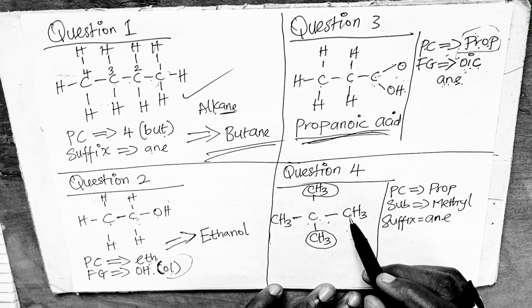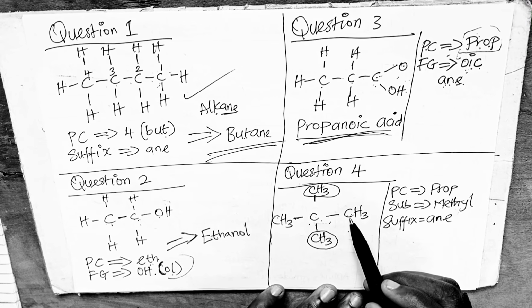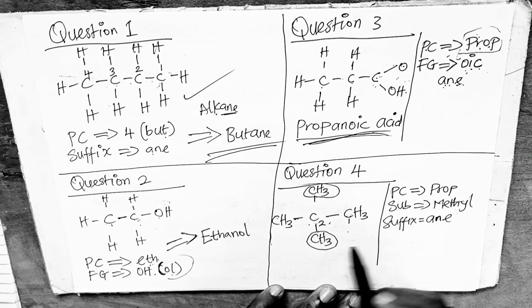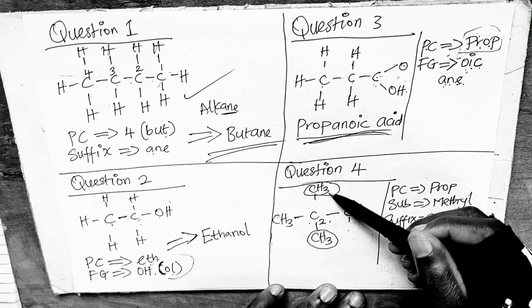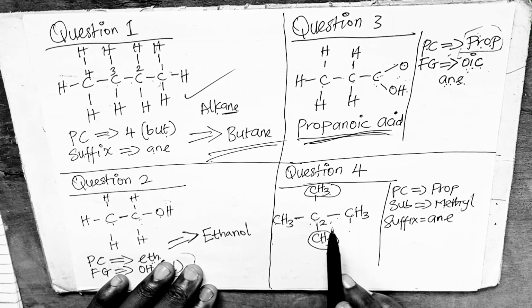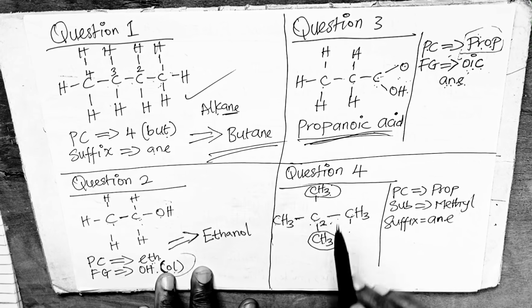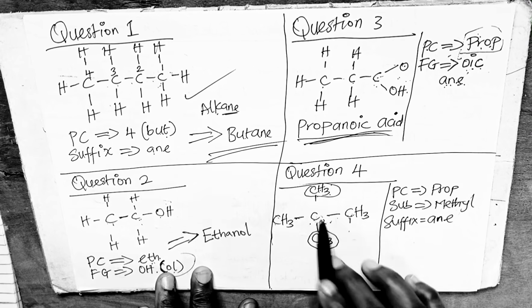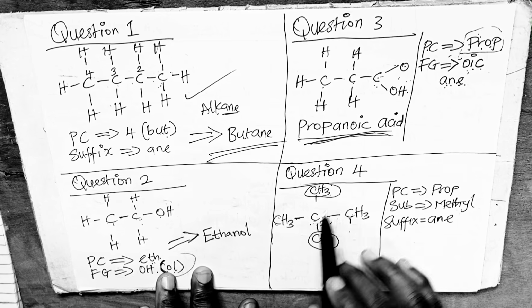So we are going to number to favor it. If we number from here, 1, 2, we are going to have 2. Can you see? If we now number from here, 1, 2, we are still going to have the same 2. Because if we number from here, we get 2, and if we number from here, we still get the same 2.